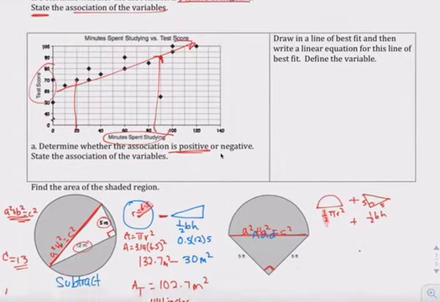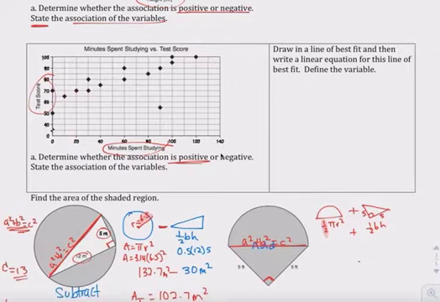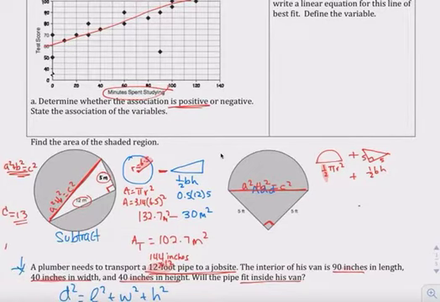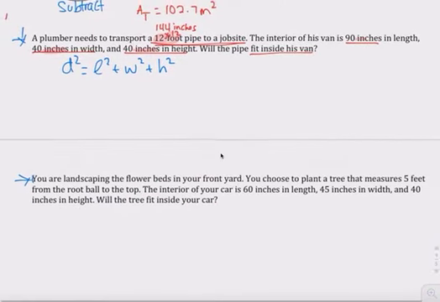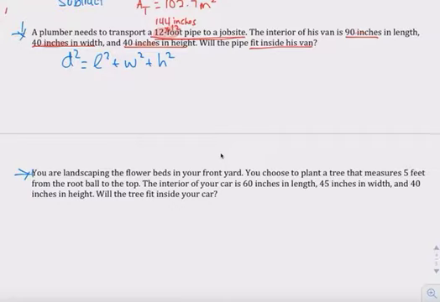Anyways, this is not a good line of best fit. A line of best fit kind of goes right in the middle of them, getting as many dots as possible. And we did this in third period a little bit. Make sure it's a cutout. This is an add-on. I talked about this in class. And same thing with the landscaping. Will the tree fit inside your car or the van? Remember, it's a box. Finding the diagonal.